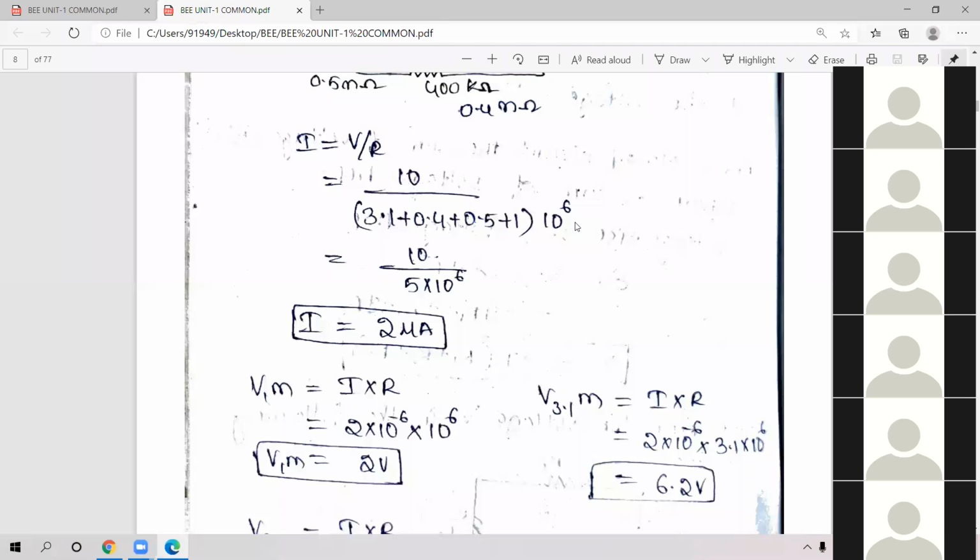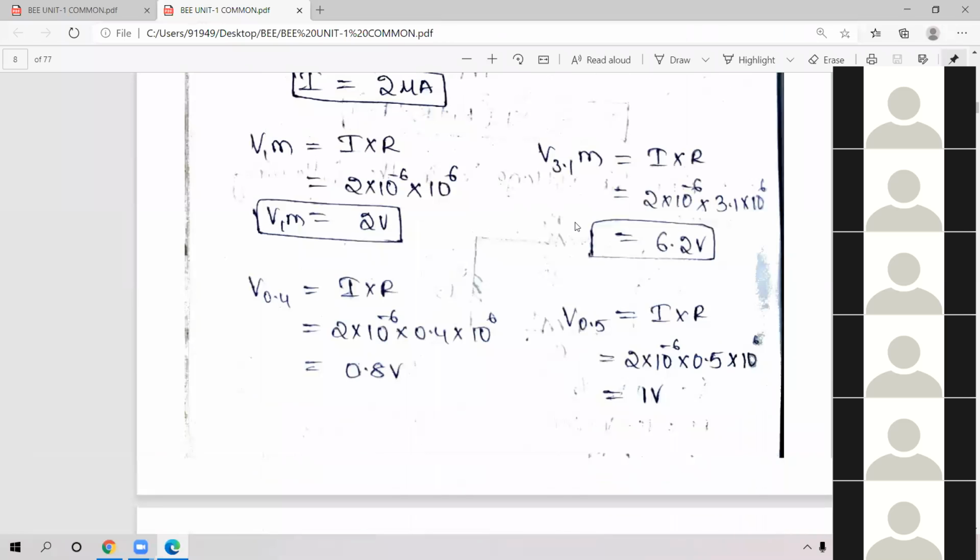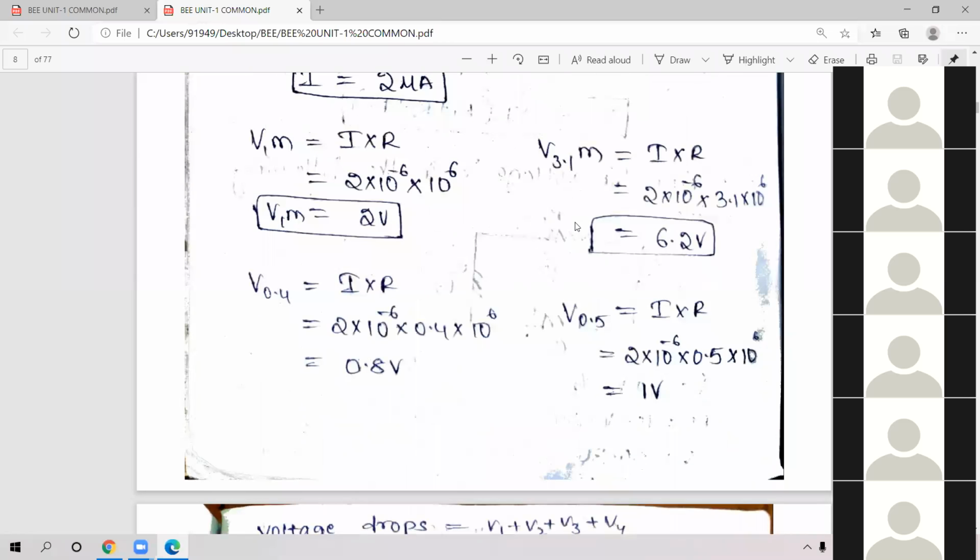So for 3.1 mega ohm, that is I into R. You just multiply 2 into 10 power of minus 6 and the R value, 3.1 into 10 power of plus 6. So you will have 6.2 volts. Similarly, you can get the voltage across 0.4 mega ohm. Did everyone get the same answers? Is there any difficulty? No difficulty.